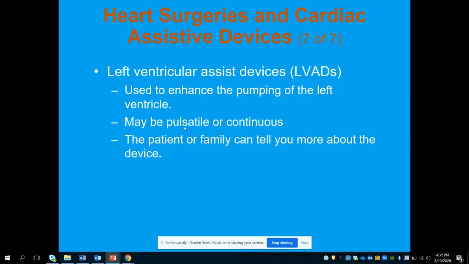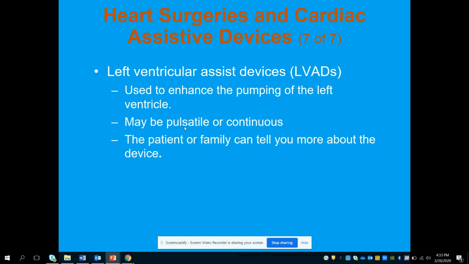Like we said, the left ventricular assist device, or LVAD, is used to enhance the pumping of the left ventricle, and it may be pulsatile or continuous. So you might not even feel a pulse for this patient. Essentially, it's just bypassing everything that's happening inside of the heart. And this person has been probably really sick, and they might be waiting for a heart transplant. And this is kind of like a last resort. Now, the LVAD will allow them to go home, and they need to be continuously monitored for battery power. So this is plugged in most all of the time.